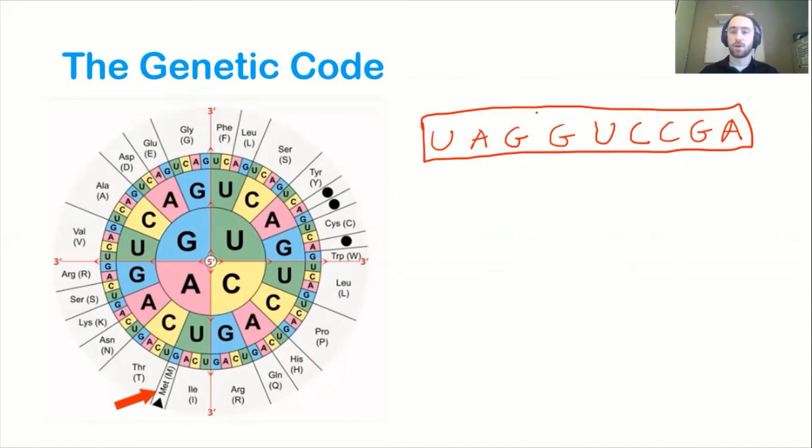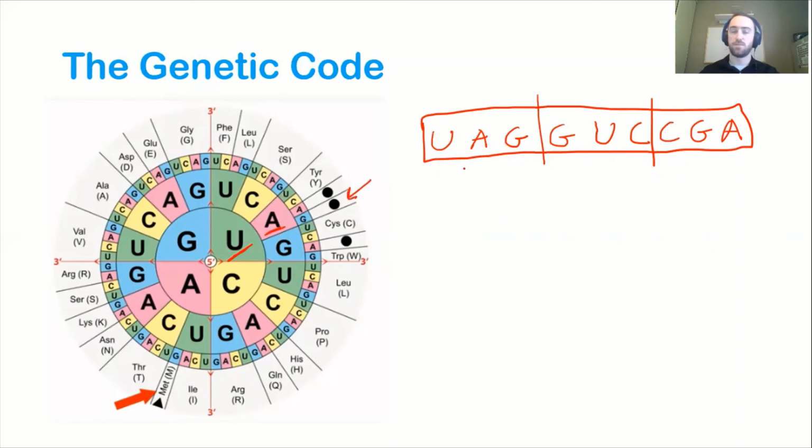Next, we break apart our codons. So every 3 base pairs is a codon. And now we simply just read off our chart. So our first base is a U, uracil. So we start in the middle of this chart, uracil. Next, we have A. And finally, we have G.